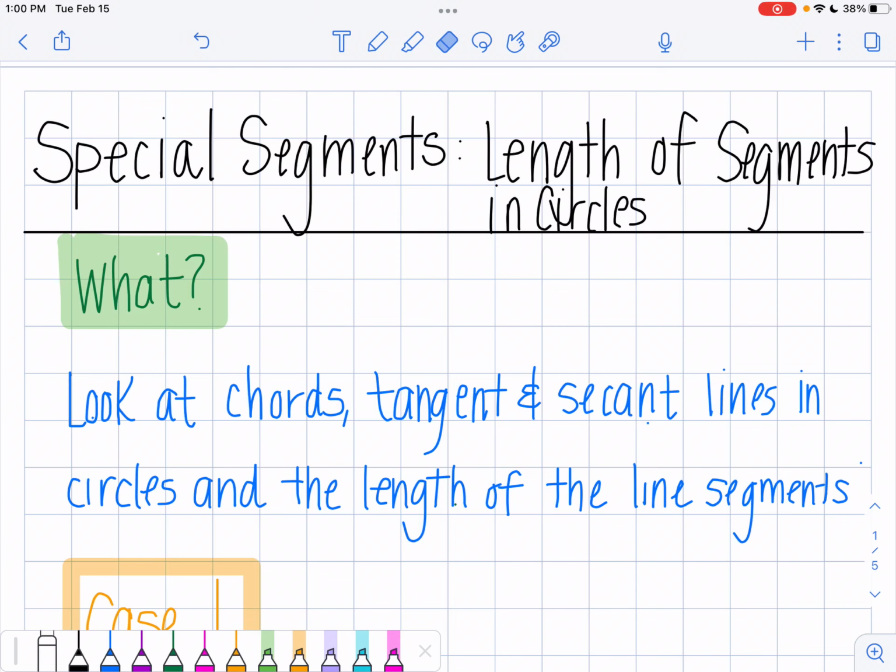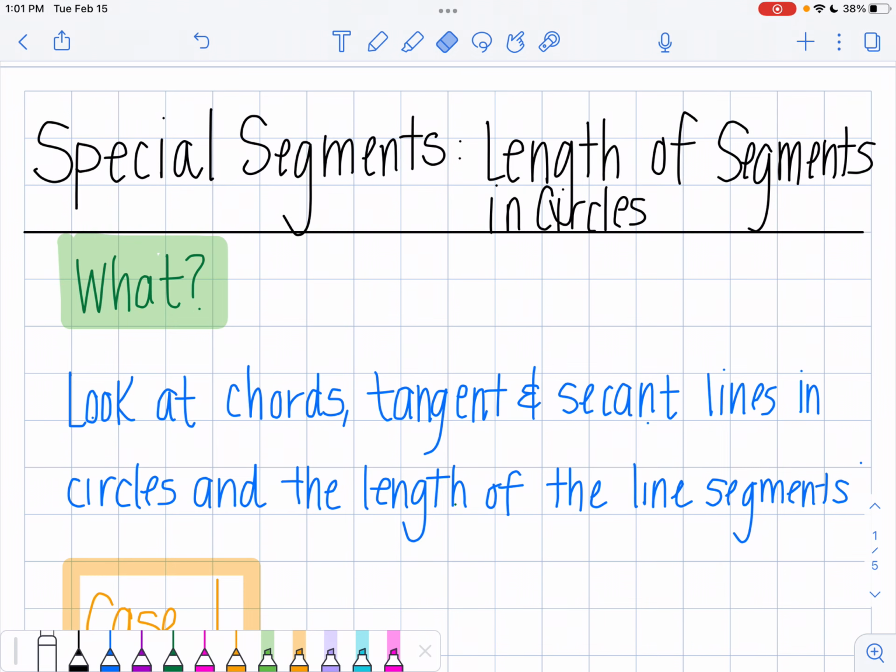In this video, we're going to talk about special segments in circles. So, the length of line segments in circles. So what are we doing? We're going to look at chords, tangent, and secant lines in circles, or on a circle if it's a tangent line. And we're going to find the lengths of the different segments that they're asking us to find.